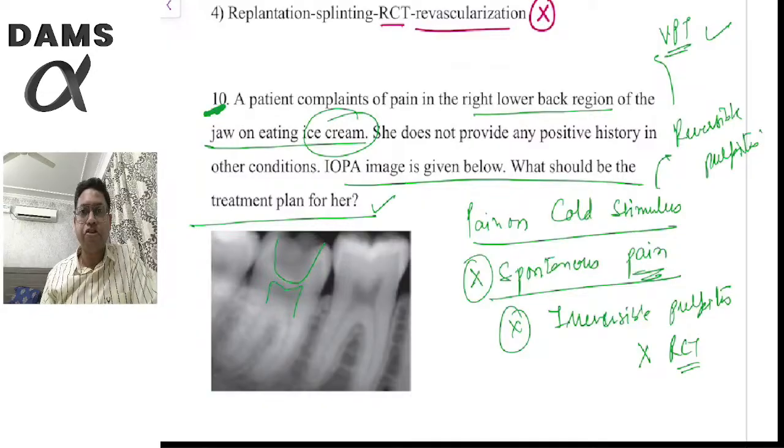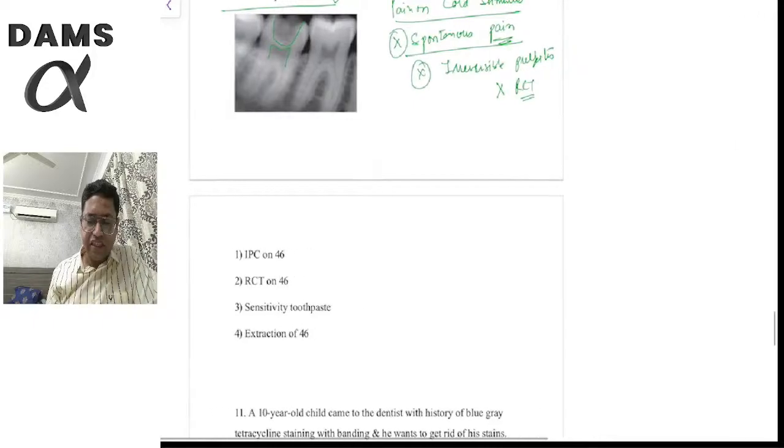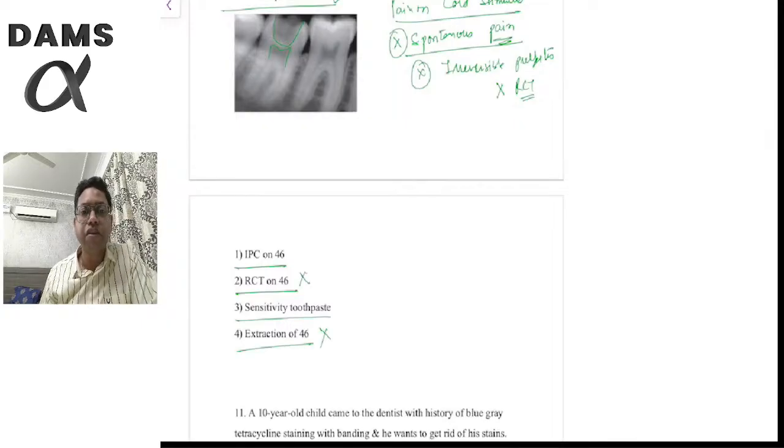Even without looking at the options, we can outline the treatment. Now we look at the options. IPC on 46, that is indirect pulp capping, RCT on 46, sensitivity toothpaste, and extraction of 46. Root canal and extraction are ruled out. Sensitivity toothpaste, no, it is not a case of dentinal hypersensitivity. It is a case of deep carious lesion approaching the pulp, causing pain on cold stimulus. This would be of no help.